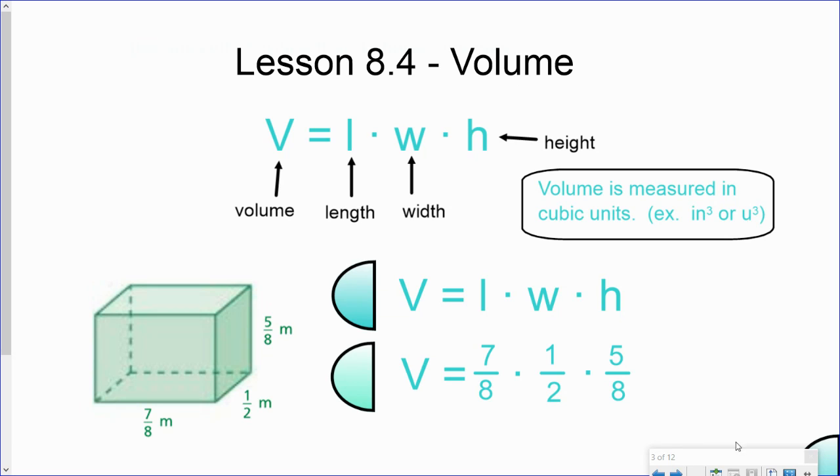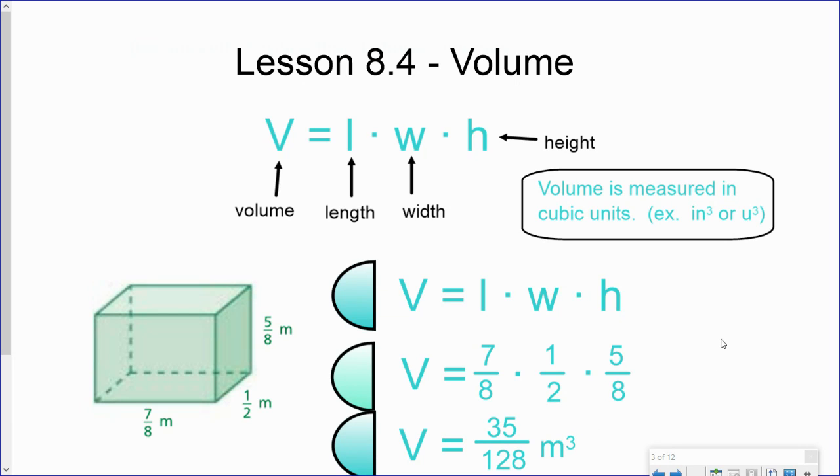If you remember when we multiplied fractions, we did top times top, bottom times bottom. Multiplying fractions is no problem. You can look for canceling ahead of time. In this case, I do not see any numerators and denominators that match up to cancel, so I'm just going to multiply straight across. On the top, 7 times 1 times 5, and on the bottom, 8 times 2 times 8. You can use a calculator or your agenda if you'd like. What you get when you multiply those across is the answer. The volume is 35/128 meters cubed.